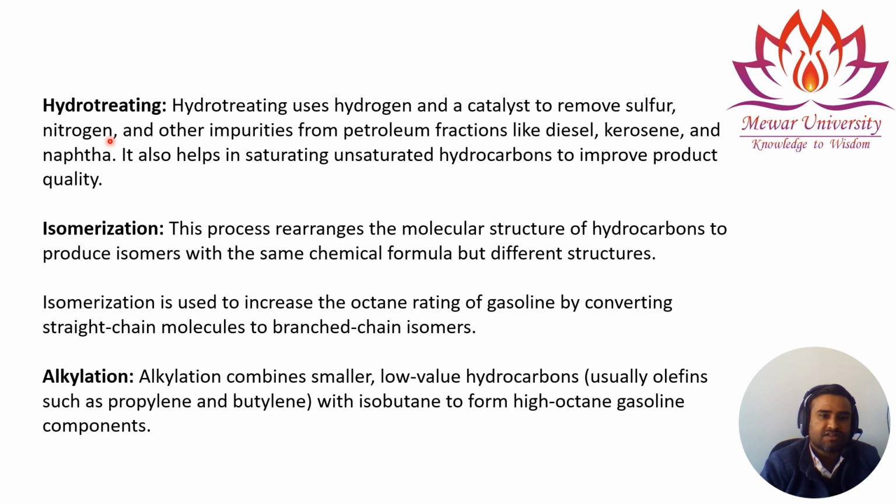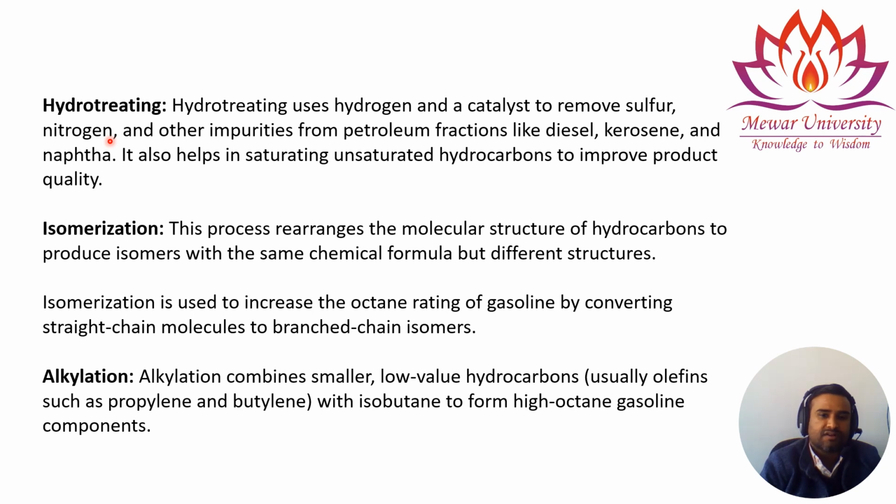In this process we rearrange the molecular structure of the hydrocarbon to produce isomers with the same chemical formula but different structures. Isomerization is used to increase the octane rating of gasoline by converting straight chain molecules to branched chain isomers. And if you talk about another process, that is alkylation. Alkylation combines smaller low value hydrocarbons, usually olefins such as propylene and butylene.